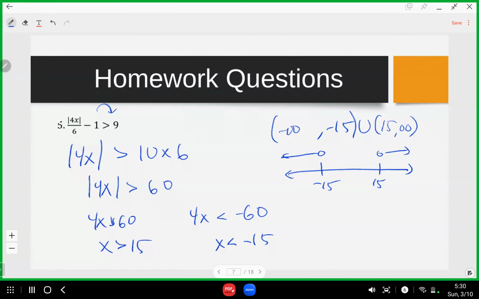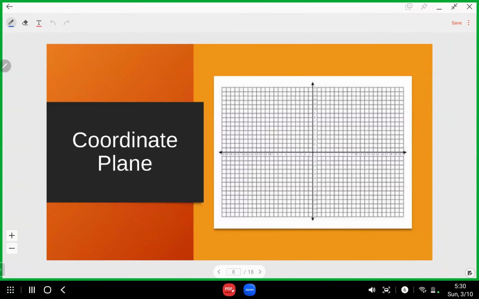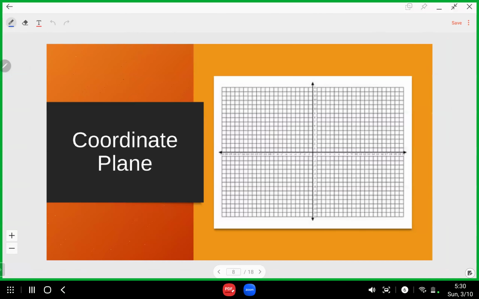Now let's go to our actual things that we need to do today. Or not. Oh, that's where I went. Okay, so let's just talk about the coordinate plane first, and then we'll talk about functions, apparently. All right, let's go.